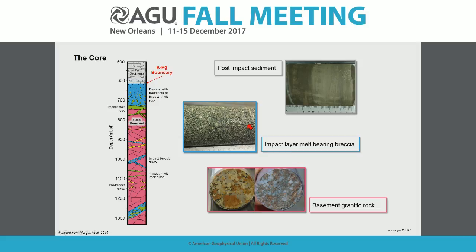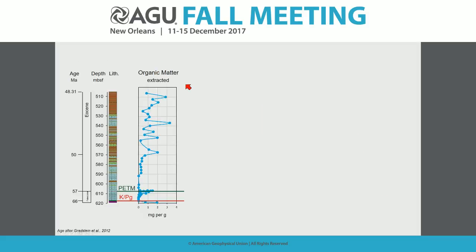So this is the core. We have, going from the basement, granitic rock. You've heard a lot about these sediments and rocks today, the impact melt-bearing breccia, and the post-impact sediment here. And then today I'll talk about samples from the Paleogene and some of the samples from the suevite, which has been referred to as well.